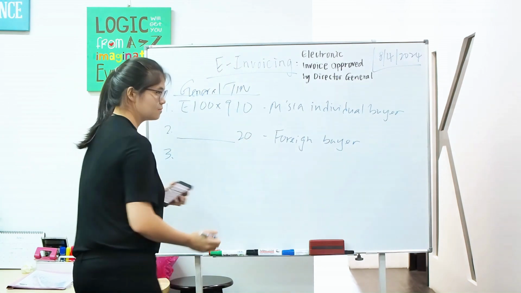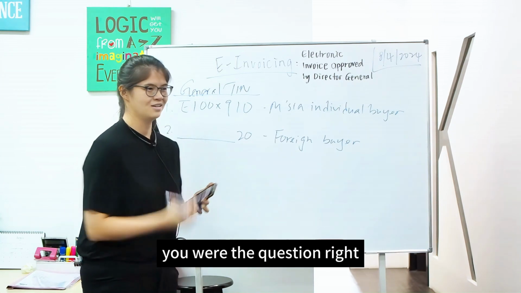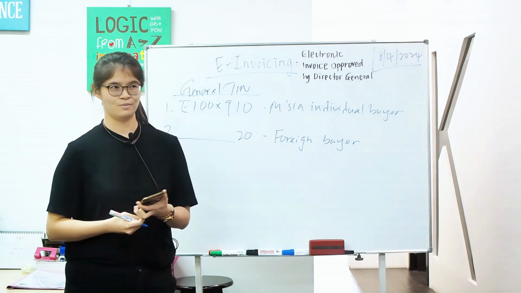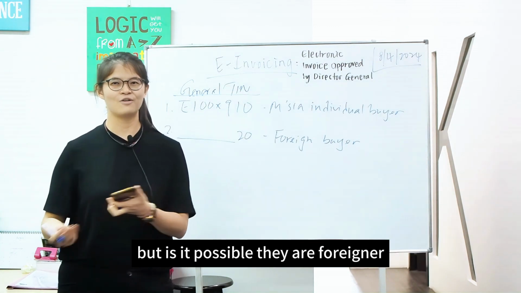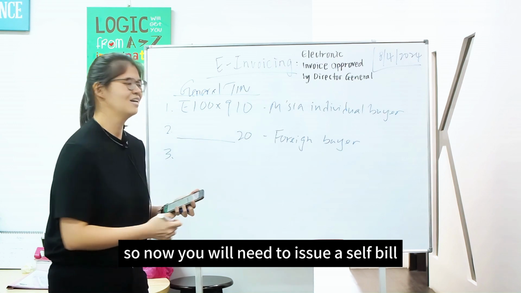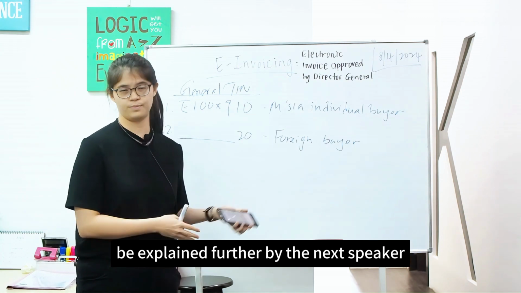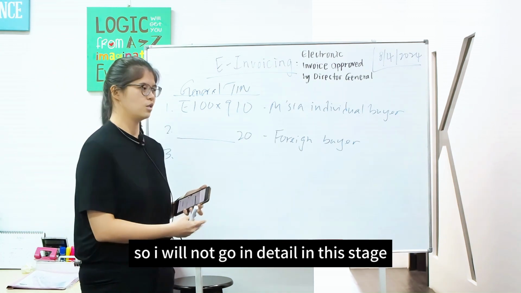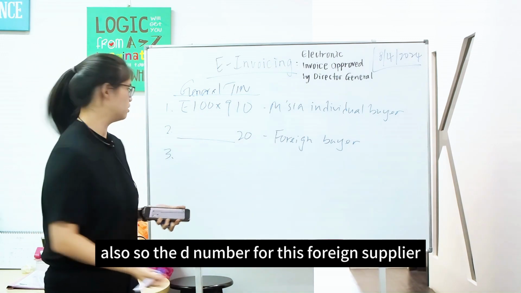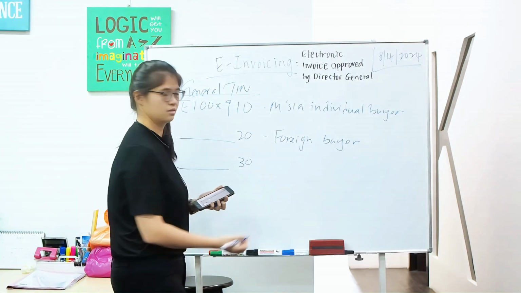And then the third one. What about the foreign supplier? Now you have the question, right? He is the supplier, so he or she should issue the e-invoice to you. But is it possible? They are foreigners, not Malaysian. Why would they need to follow Malaysian rules? So now you will need to issue a self-bill. But this self-bill concept will be explained further by the next speaker, so I will not go into detail at this stage. You just have the concept here. When you issue the self-bill, you also need to apply the TIN number. The TIN number for this foreign supplier will have the last two digits 30.